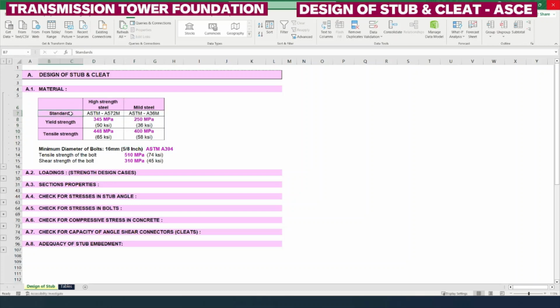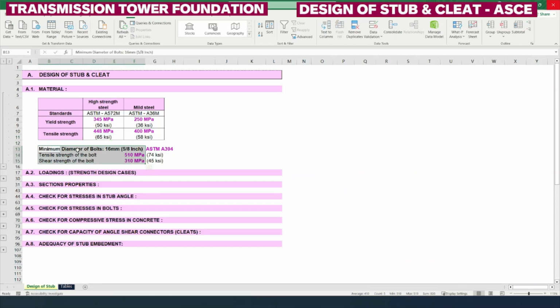The standard to be followed for high strength steel is ASTM A572M, and for mild steel it is ASTM A36M. Yield strength for high strength steel is 345 megapascal, which is equal to 50 ksi. Similarly for mild steel it is 250 megapascal, equivalent to 36 ksi. Tensile strength is 448 megapascal, equivalent to 65 ksi, for high strength steel. For mild steel it is 400 megapascal, equivalent to 58 ksi.